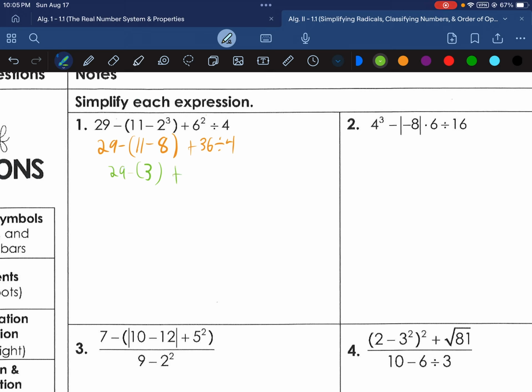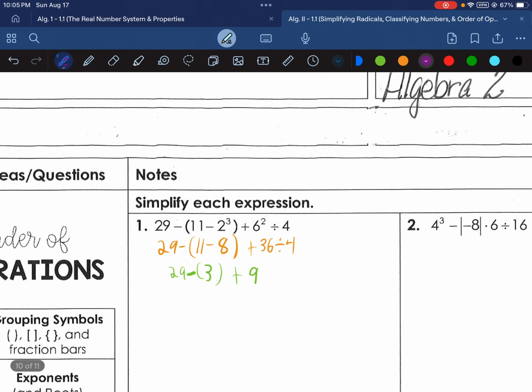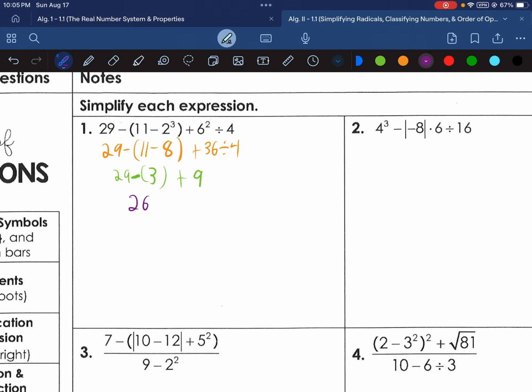Plus, and because this is separated by a plus sign, which comes later in the order of operations than division, we can go ahead and do the division now if we'd like. 36 divided by 4 is 9. You could also wait to do the division until this next step if you wanted. So now from left to right, we have subtraction on the left, addition on the right. That subtraction symbol might be hard to see. 29 minus 3 is 26. And so now we have 26 plus 9, which is 35.